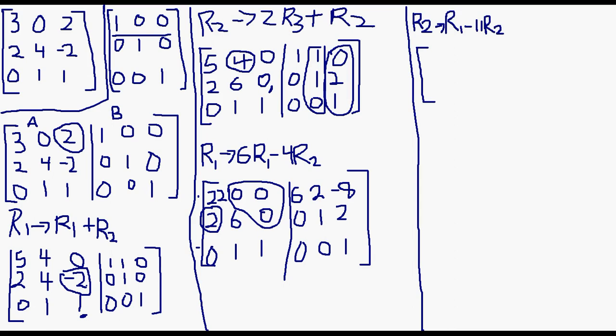So since you are working on row 1, if you are working on row 2, let's put row 1 down. 22, 0, 0. 6, 2, minus 8, 3, 0, 1, 1, 0, 0, 1.